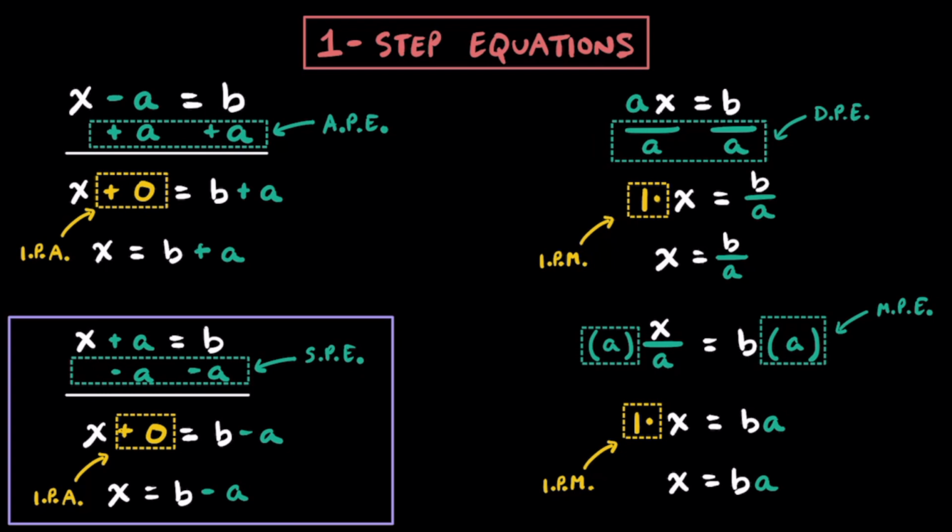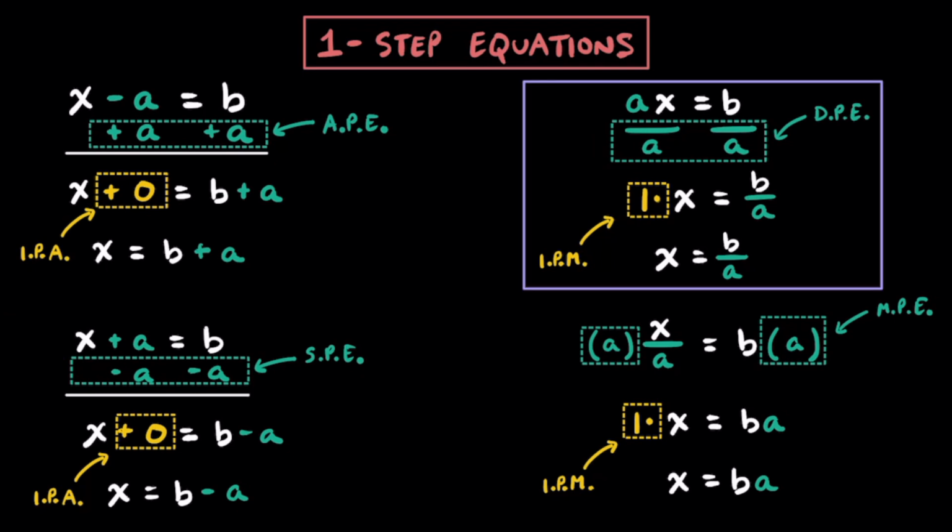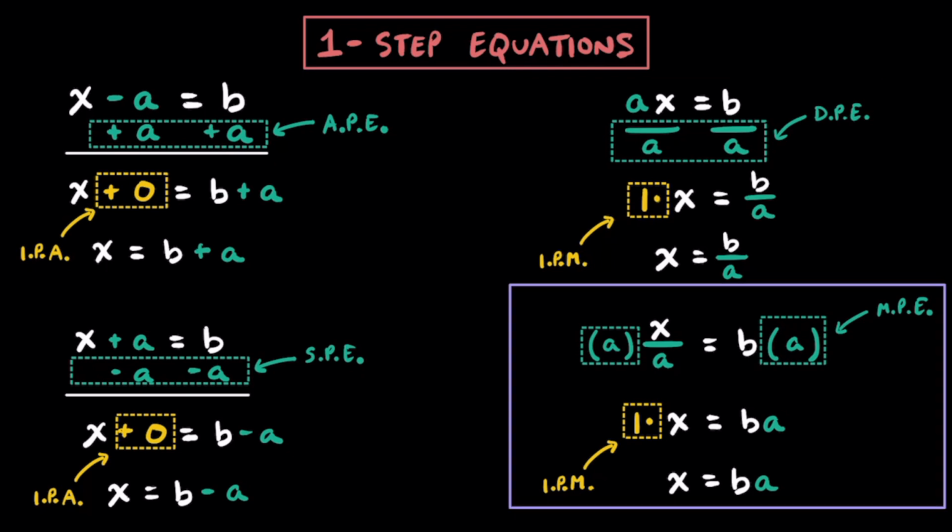To solve these types of equations, we'll go ahead and subtract a from both sides of the equation to solve for x. Other equations we'll try are in the form of ax is equal to b, or a times x is equal to b, and to solve these types of equations, we'll divide both sides by a to solve for x. And finally, the last type of equation we'll take a look at are in the form of x divided by a, or x over a is equal to b. To solve each of these types of equations, we'll multiply both sides by a to solve for x.